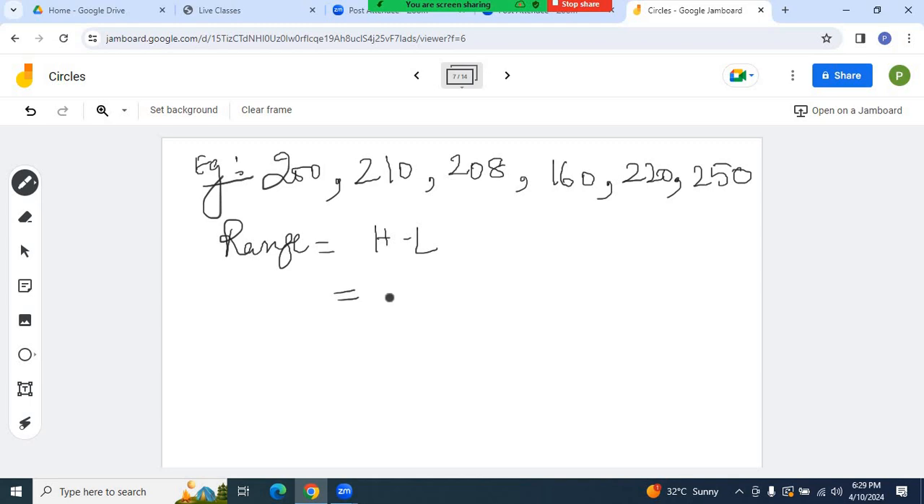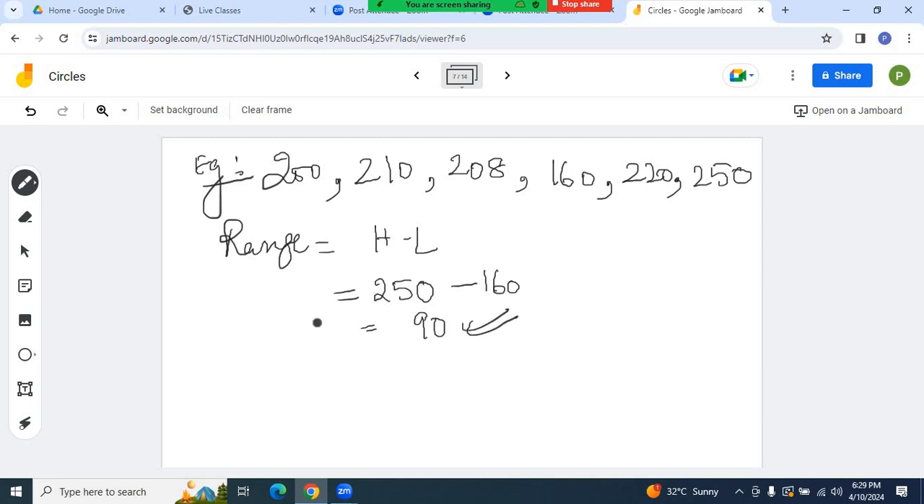Which is the highest value, children? 50. Highest range is 50. No, not 50. Highest is 250. Smallest is 160. What is the answer? 90. Okay. So range is 90.